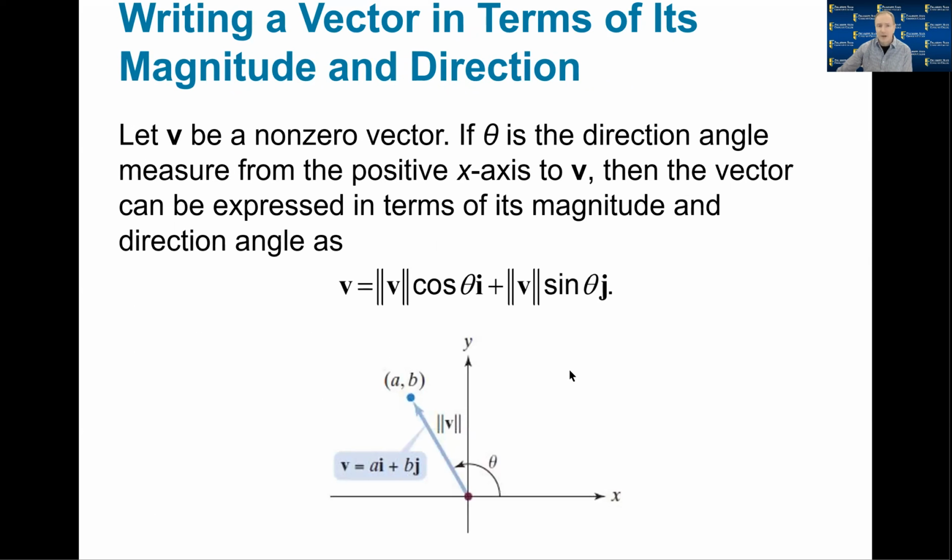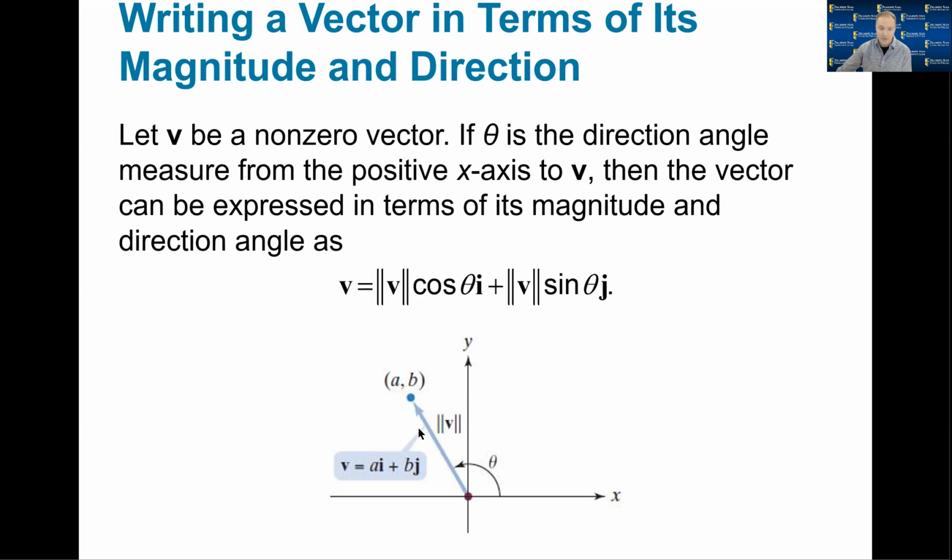Now, if I'm writing a vector in terms of its magnitude and direction, again, this is going to bring back polar coordinates, as it should. When we talked about polar coordinates, we said, well, the x component is just r cosine theta. The y component is r sine theta. Same thing here. If I want to talk about the multiplier of the unit vector in the horizontal direction, I would just say it's going to be the magnitude times the cosine of theta.